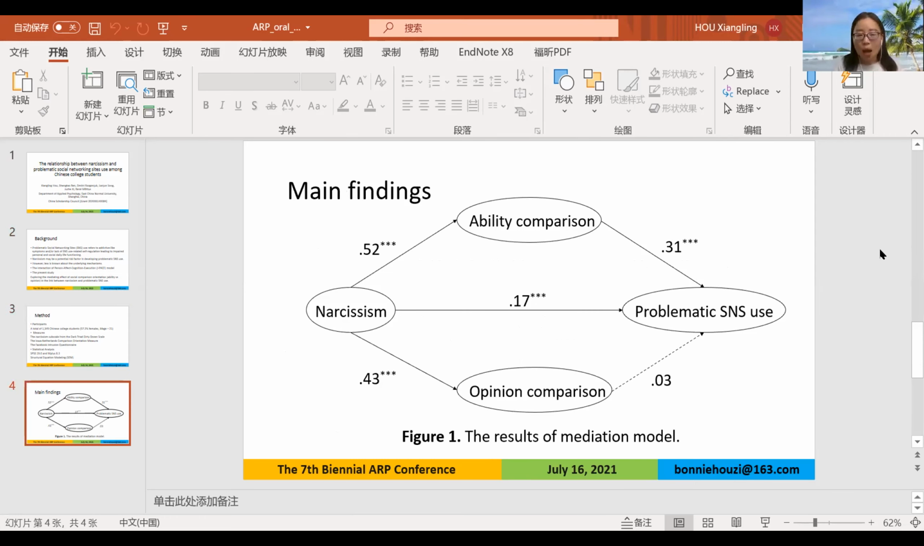We found that narcissism was positively related to problematic social networking sites use, and this positive link was mediated by ability comparison, but not opinion comparison. These findings indicated that the effects of narcissism on problematic social networking sites use depend on the two types of social comparisons, expanding our understanding of narcissism and social comparison orientation in the context of problematic social networking sites use.